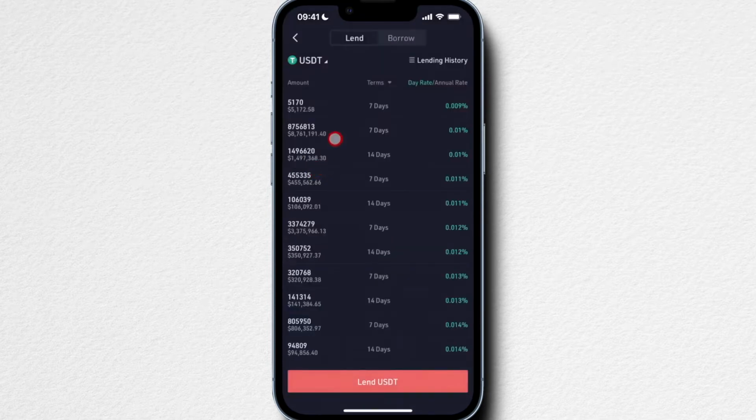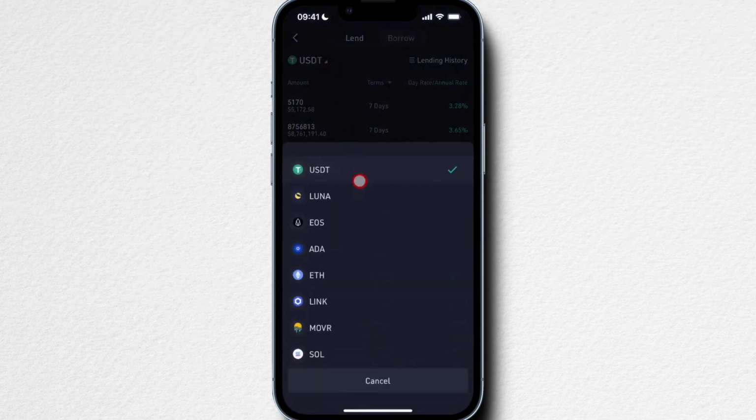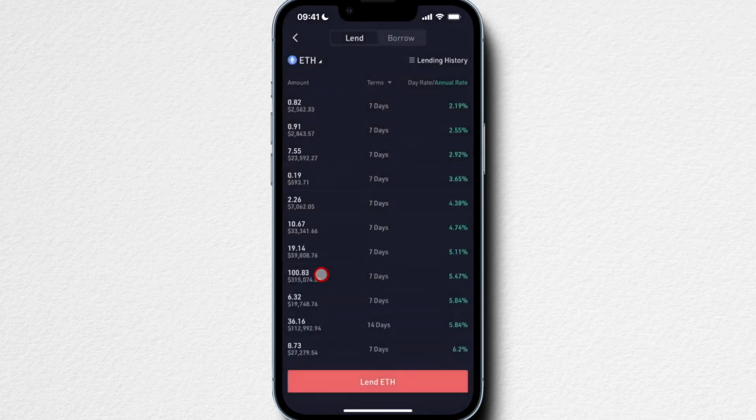So once you decide what cryptocurrency you want to lend, you can get an idea what the typical daily rate or annual rate is for that specific cryptocurrency. So currently for US dollar tether, the best rate that people are offering for their US dollar tether is a 3.28% yearly interest rate. Let's check out how it is maybe for Ethereum. There we go, down to a 2.19%.